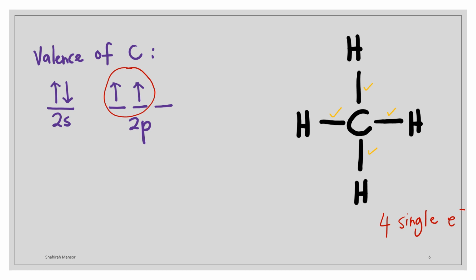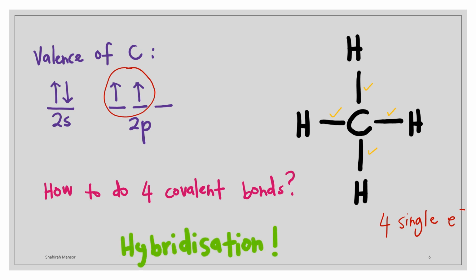Jadi, dengan mempunyai 2 sahaja single electron ataupun unpaired electron, how to do 4 covalent bonding di dalam CH4? So to explain all this, maka kita akan tengok konsep hybridization. Inilah keperluan untuk kita lakukan hybridization on the central atom supaya carbon can form 4 covalent bondings.